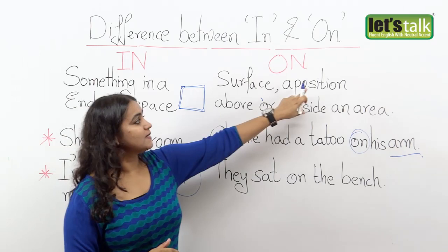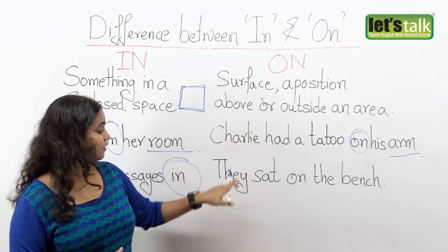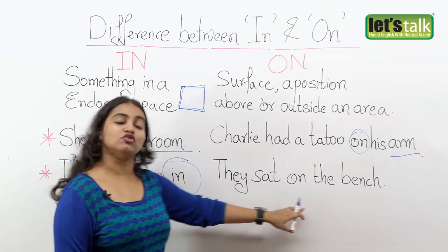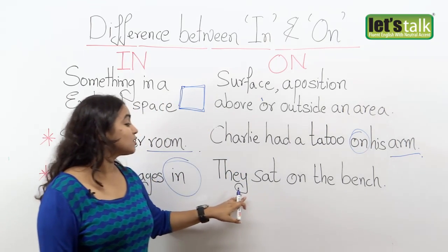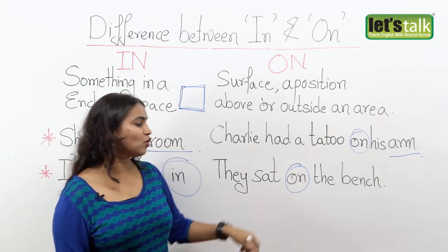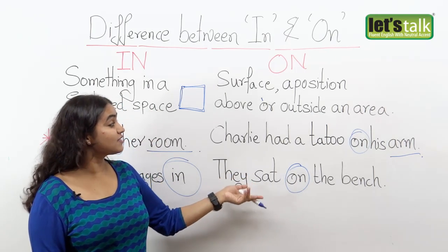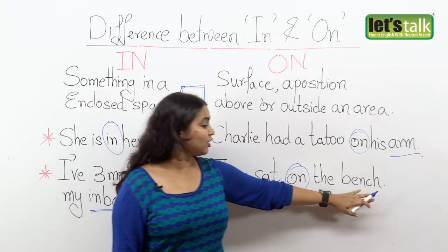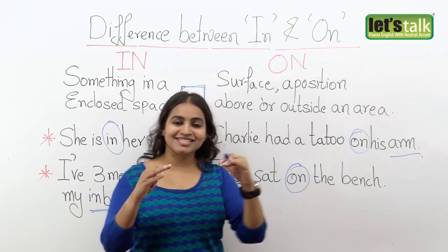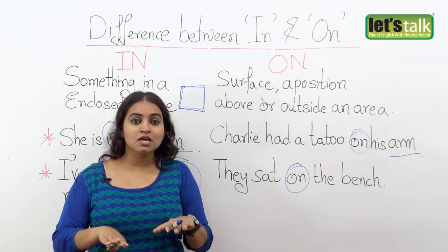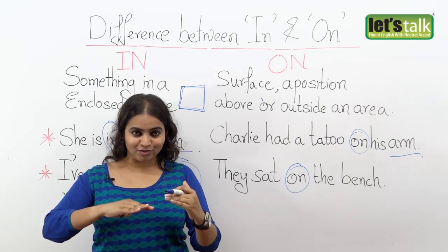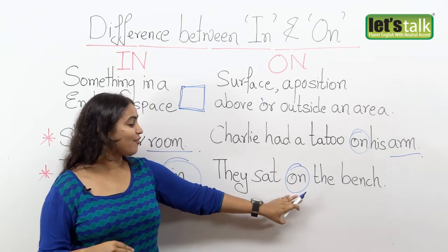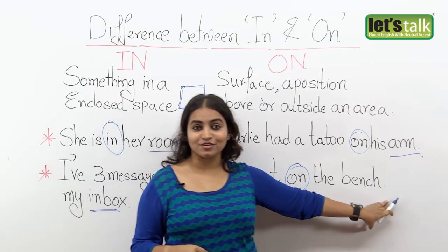Now, what about a position above? We talk about they sat on the bench. So why do I say on the bench and not in the bench? As I've said, a position above. When you sit on the bench, you are sitting in a position above the bench. You don't sit under the bench, you sit above the bench. And therefore you say on the bench.